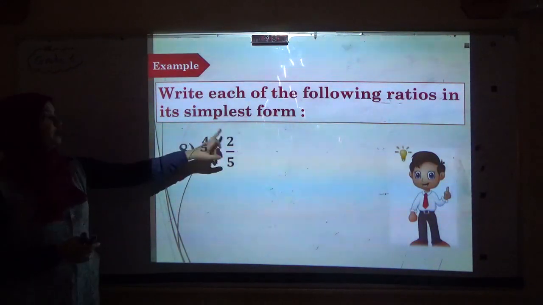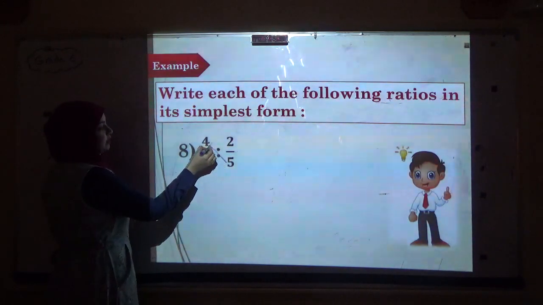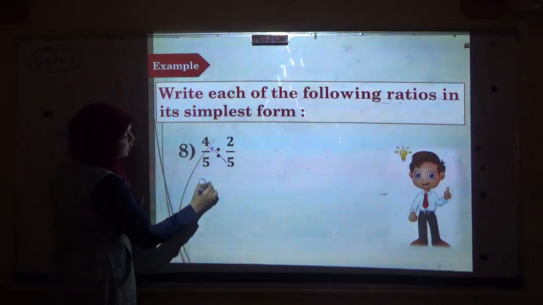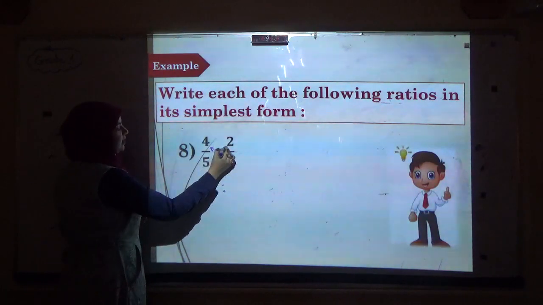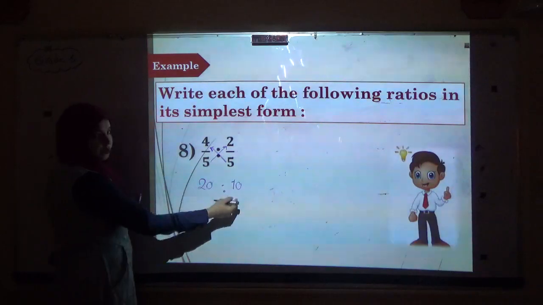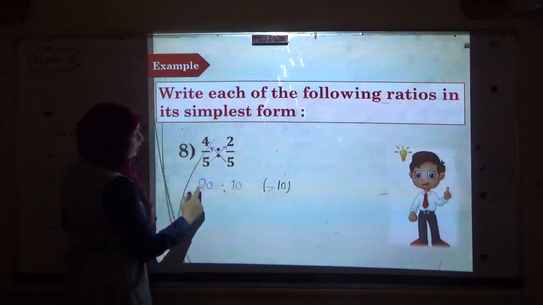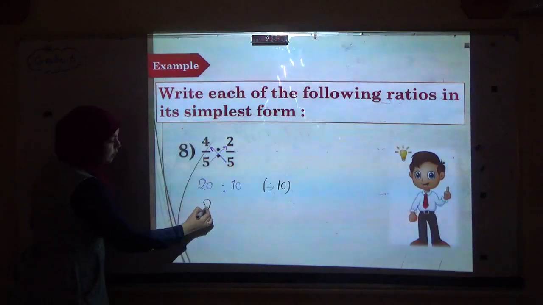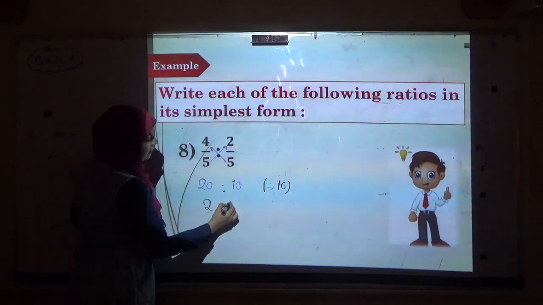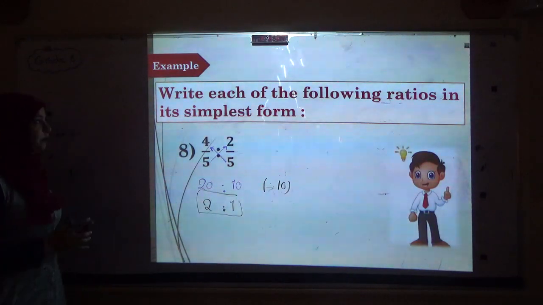Here also we have two fractions, so we can also use cross multiplication. 5 multiplied by 4 equals 20, and 5 multiplied by 2 equals 10. Here we have a common factor between 20 and 10, which is 10, so we can divide them by 10. 20 divided by 10 equals 2, and 10 divided by 10 equals 1, so the ratio in the simplest form is 2 to 1.